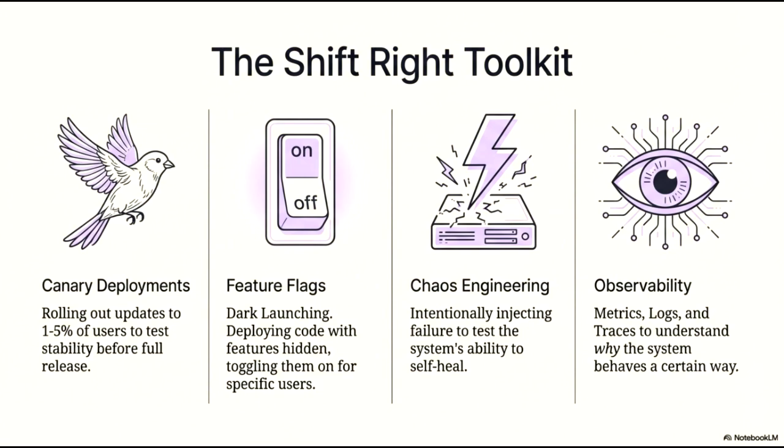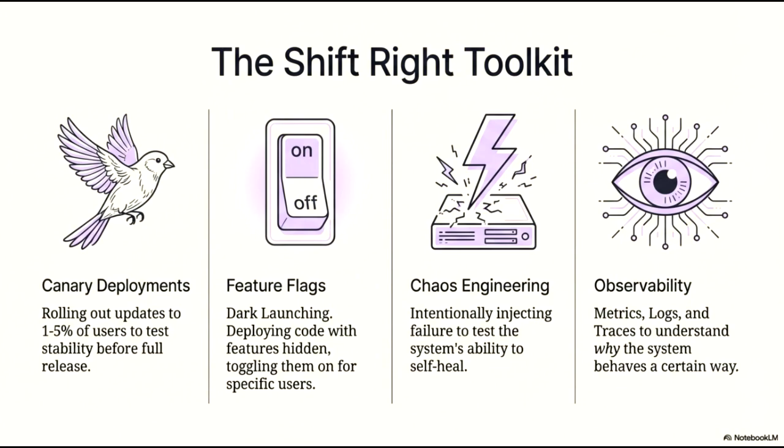Starting with canary deployments, we roll out updates to a controlled subset of users, generally between 1% and 5%. This allows us to monitor stability and gather real-world data before a full release, effectively mitigating the impact of potential bugs. Next are feature flags, a core component of dark launching. This technique involves deploying code with features hidden, which can then be toggled on for specific users. This provides a safe way to test new functionality and perform A/B testing without impacting the entire user base.